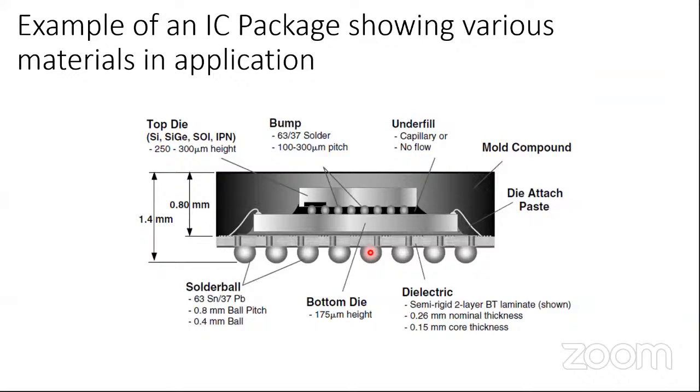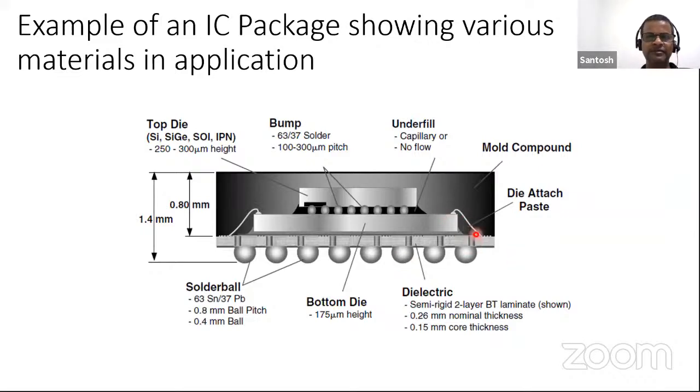Sorry. Okay. So basically here, I'm showing an example of a package. Basically, I'm trying to zoom in. So what we are seeing here is an individual package showing the presence of different materials. So you see here, this is the so-called BT laminate, and then these are the solder balls, and we have dielectrics inside, and these are the so-called vias. Basically, these are the connecting paths from this die to this outer connection.